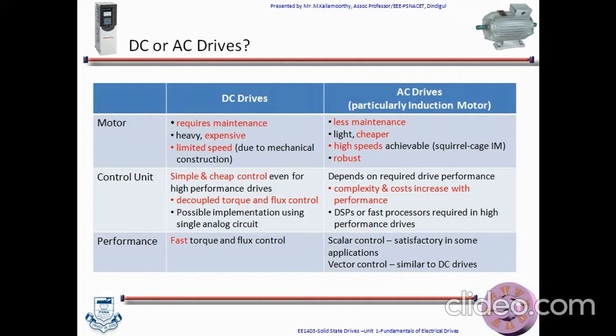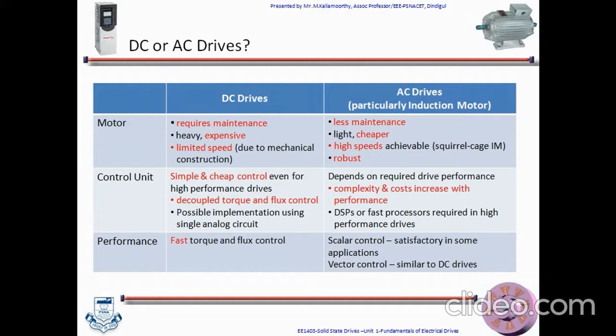And decoupled torque and flux control. DC motors have decoupled torque and flux control. For example, if I increase the load on a DC machine, only the armature current reflects. There will not be any change in the field current. When I want flux weakening operation, only the field current increases or decreases, whereas there will not be any change in the armature control. So there is complete decoupled control of torque and flux in DC drives, whereas in AC drives it is a coupled control.